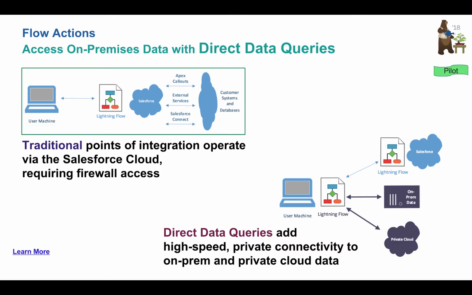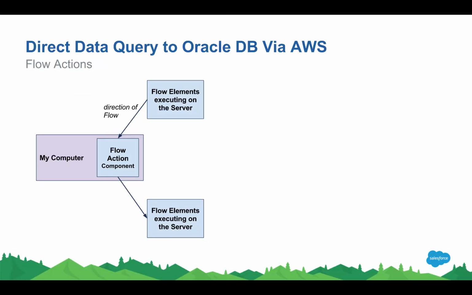So direct data queries take advantage of the fact that the flow actions that use Lightning components actually execute on your computer. And that means that when the flow is on your computer, essentially, you can make that on-premises request and get that benefit. And this kind of shows you what I'm talking about.